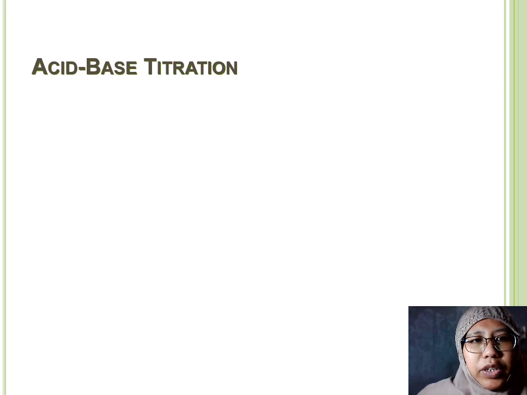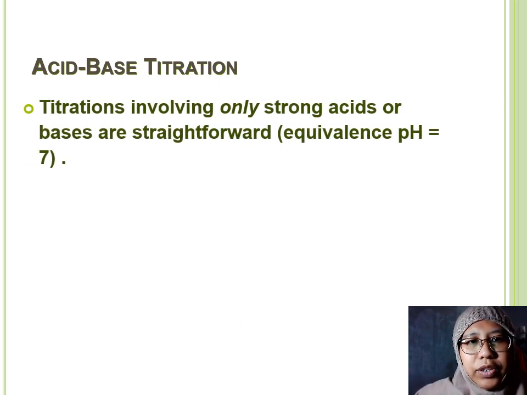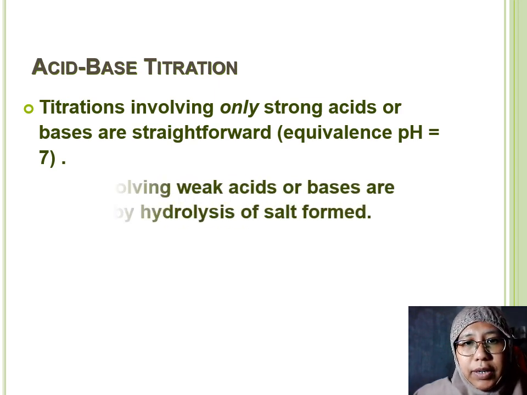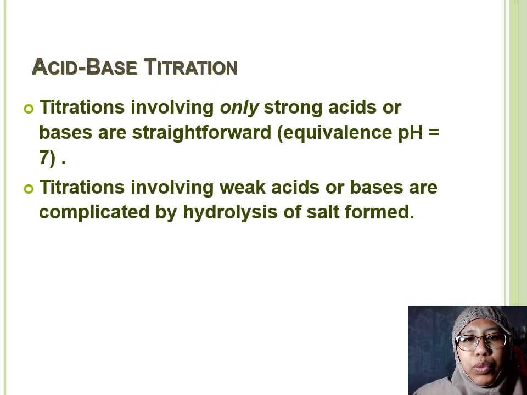A little bit of a note about acid-base titration here. Titrations involving only strong acid or strong base are straightforward, meaning the equivalence pH is 7. But titrations involving weak acid or base are complicated because the salt formed will be hydrolyzed.